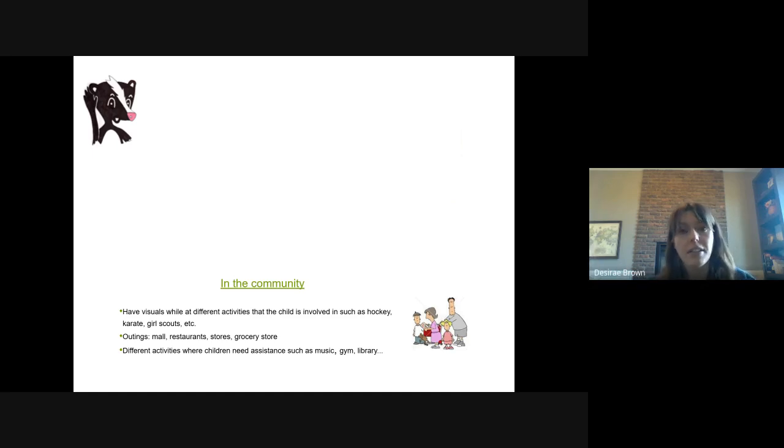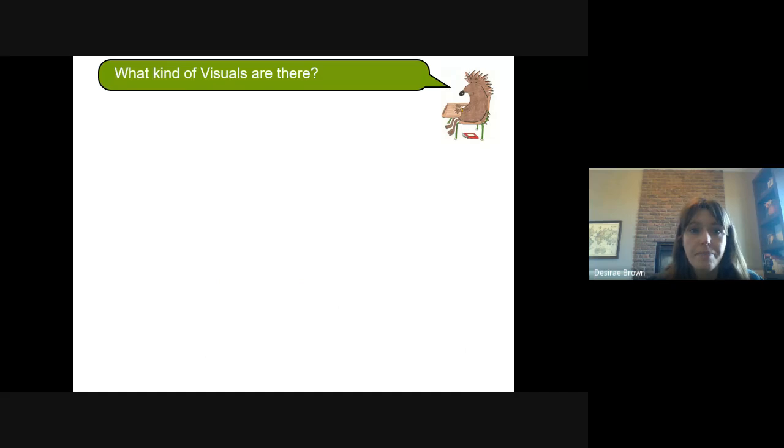So just having it really clearly laid out for them so that they know what to expect and what to do. Can also be helpful for outings. So whether you're going to a mall or a restaurant, again, having those steps and pictures laid out, or any activity where they might need some assistance, like music or library or gym.